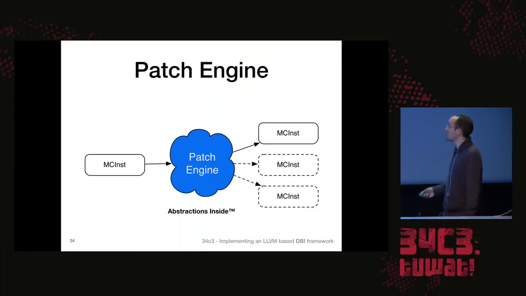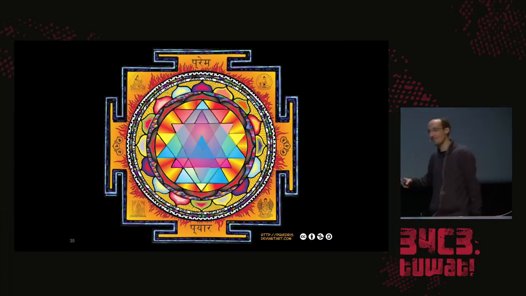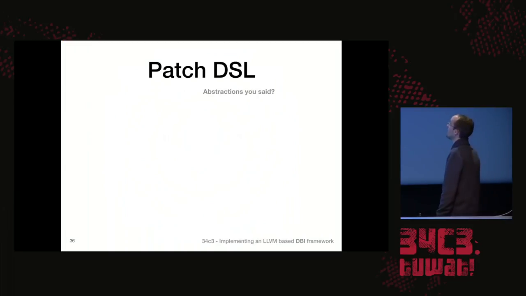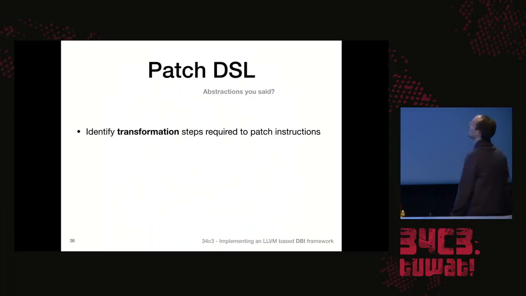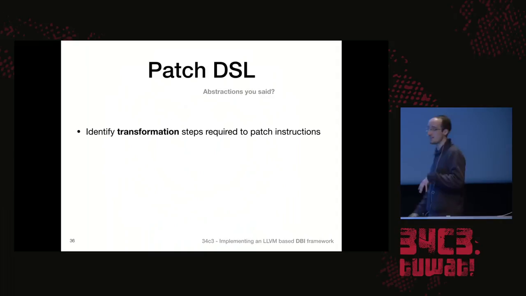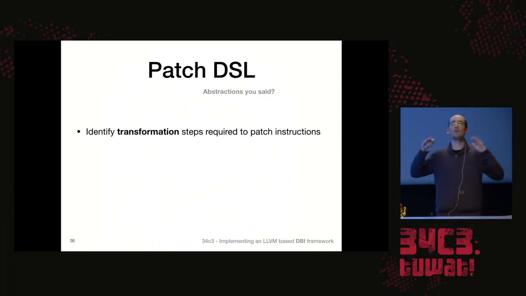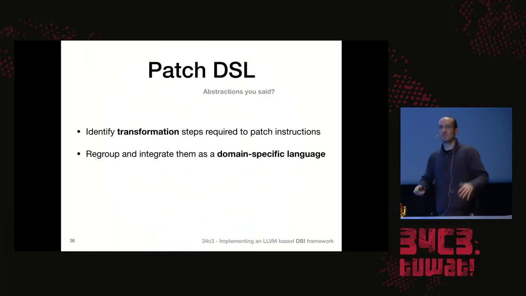And for this, basically, we had a twisted vision. We said, OK, maybe we can identify the steps that are required to apply the transformation. Maybe you can say, okay, this patch is in fact just a series of transformations. Some of them are totally generic. So maybe we can just regroup them and integrate them into a sort of language, a specific language, which will be specialized in patching binaries.